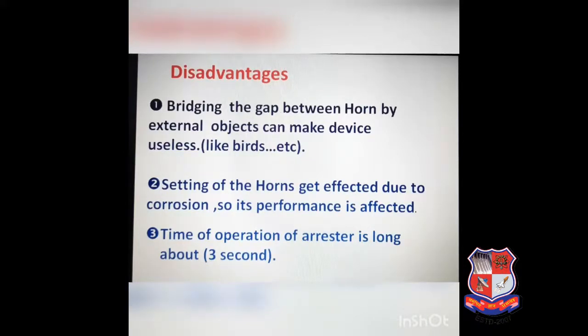And last but the most important, the time of operation of the arrestor is long. It is about 3 seconds, and this time is far too long as far as the power system is concerned. Nowadays, feeders go for some other arrestor which will give protection within 1 second. So these are the disadvantages of the horn gap arrestor.